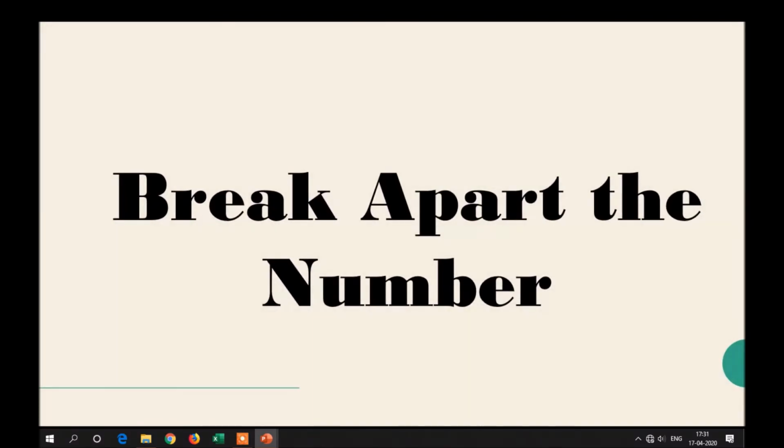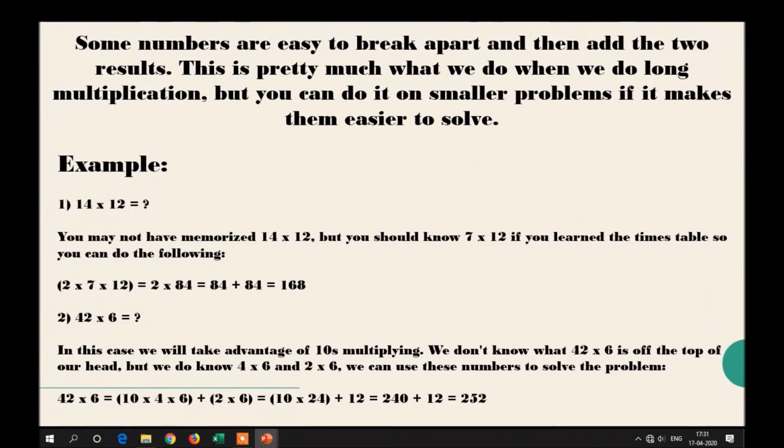Break apart the number. Some numbers are easy to break apart and then add the two results. This is pretty much what we do when we do long multiplication. But you can do it on smaller problems if it makes them easier to solve.